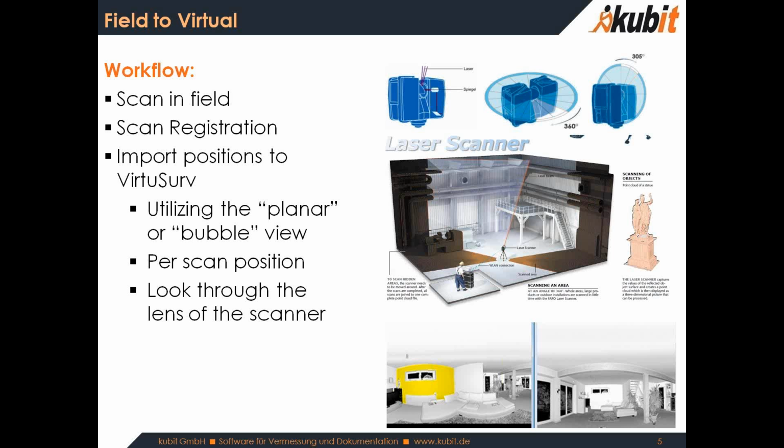And then we utilize the planar view or the bubble view, which provides that image-like view that we're going to work in. So you can pan around in sort of a 3D panorama image. And that's per scan position. So you're moving from scan to scan, looking through the lens of the scanner, basically through the camera of that scanner's position. So it really allows you that highly visual view, which you can see at the bottom of the screen here.